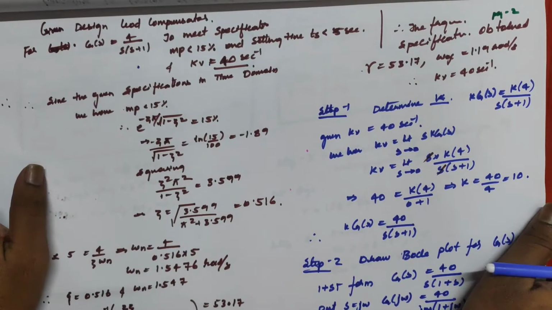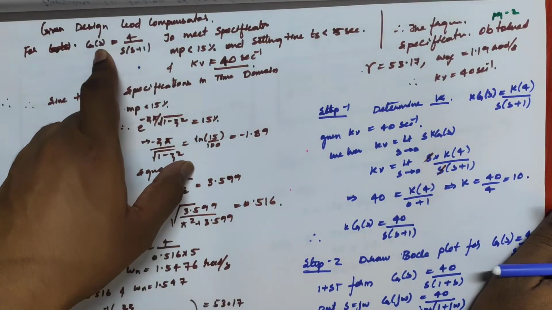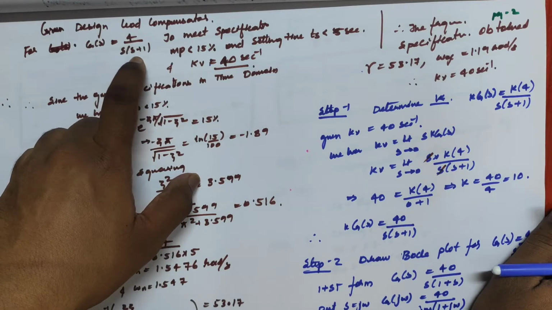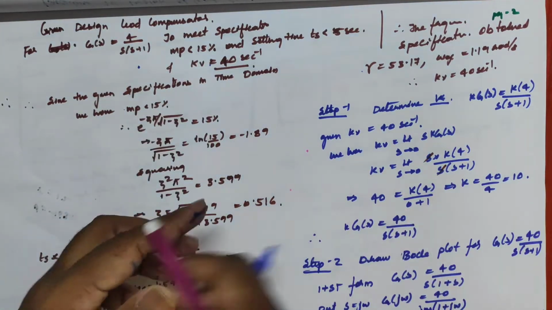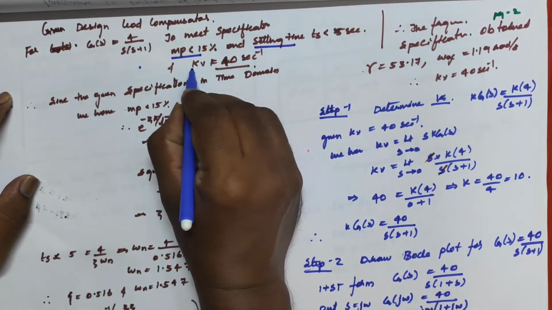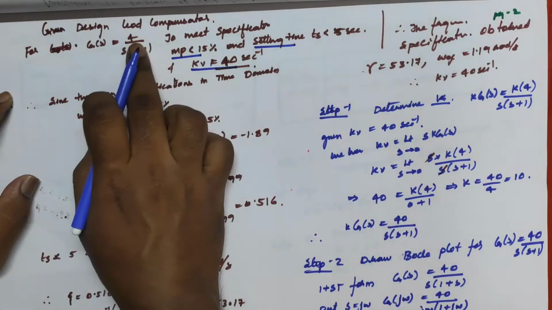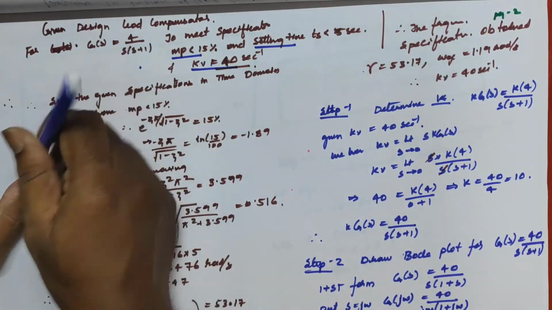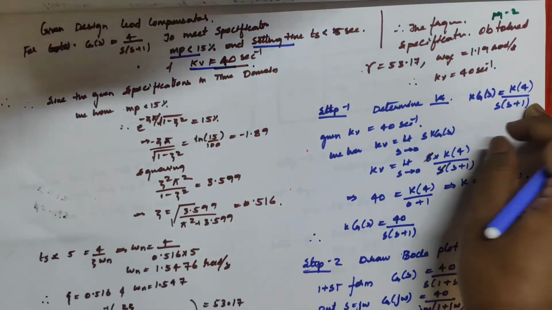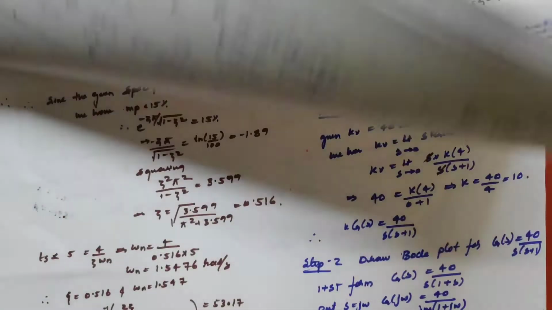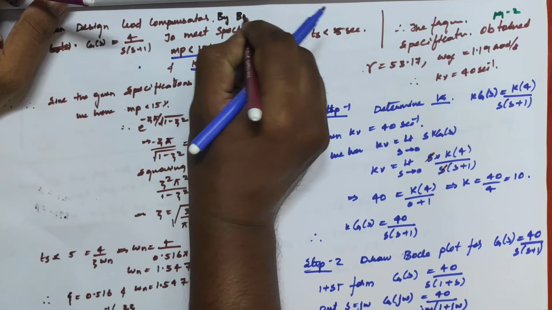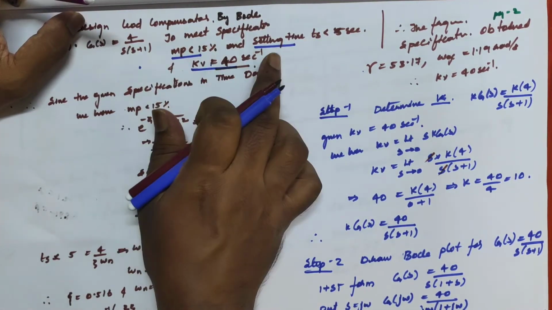So my question is, design the lead compensator Gc(s), with G(s) equal to 4 by s into (s plus 1), to meet the specifications: peak overshoot, settling time, and Kv. I'm asking you to design the lead compensator by Bode plot, but I gave the specifications in the time domain.